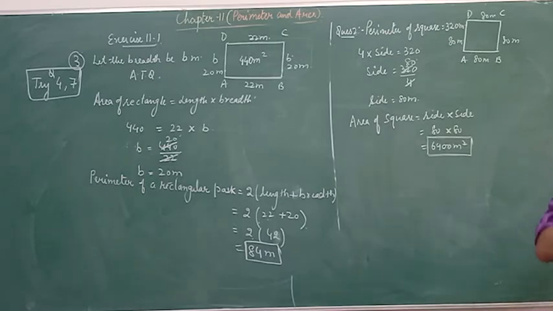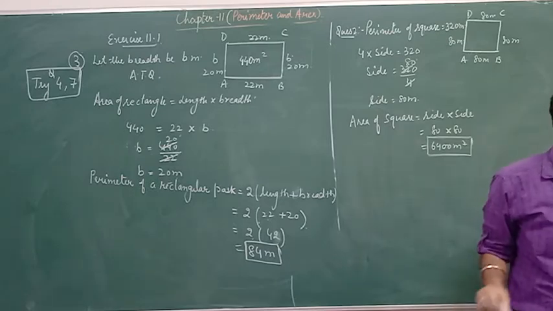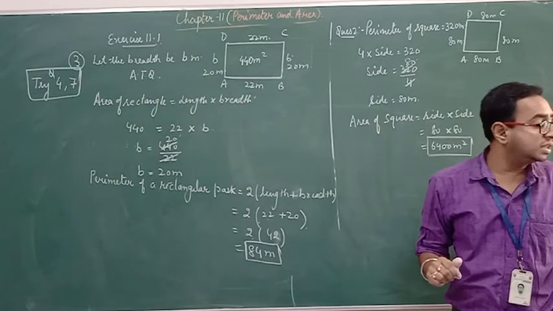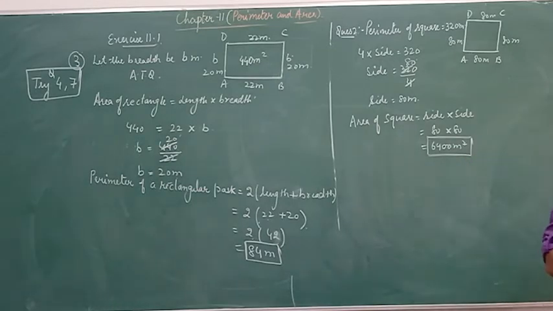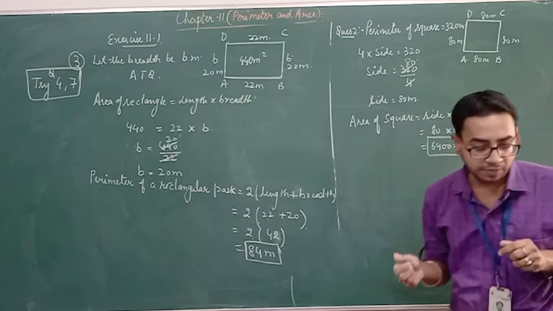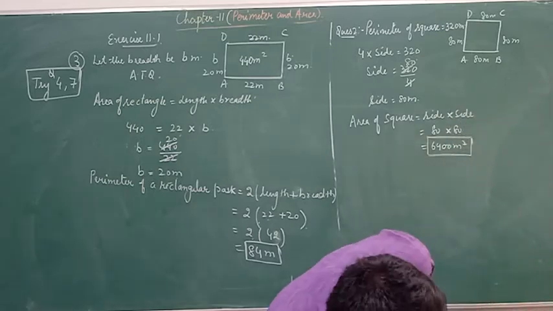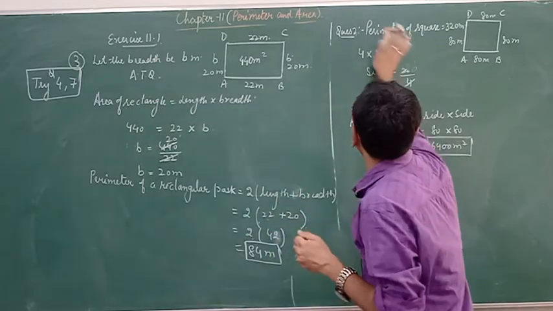Next, question number 5. The area of a square park is the same as a rectangular park. If the side of a square park is 60 meter and the length of a rectangular park is 90 meter, find the breadth of the rectangular park. Okay, let's see the question. I hope they have given the same units. Yes, they have given the same units.